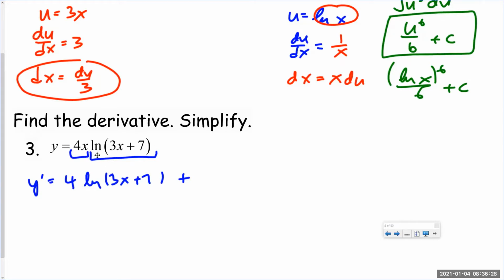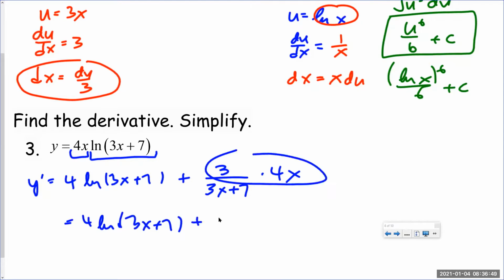What's the derivative of ln 3x plus 7? Remember that? U prime over u. Okay? Times the first. And this is pretty much my answer. I'm going to simplify it. This is a 3. I'm going to simplify it by multiplying this numerator together.